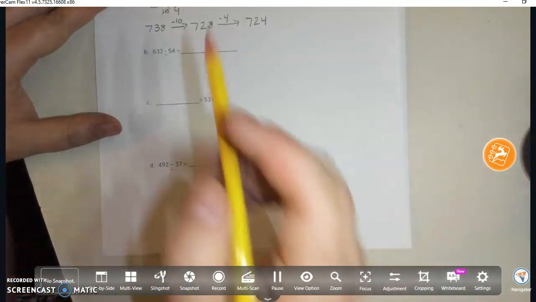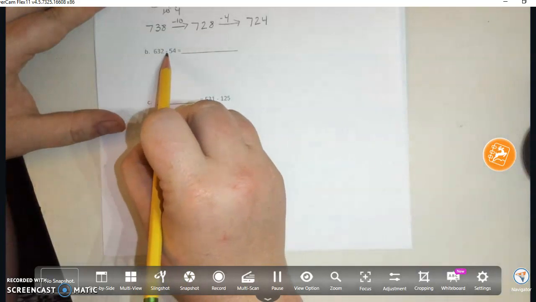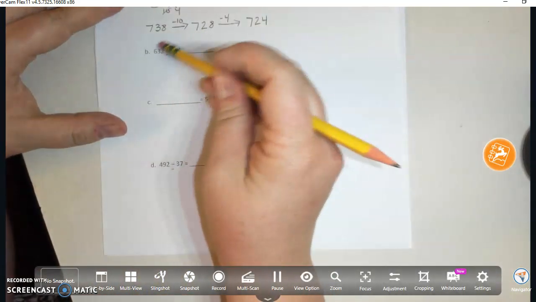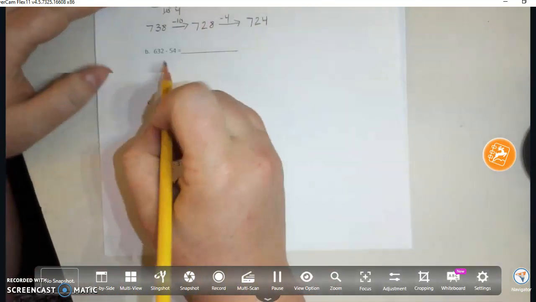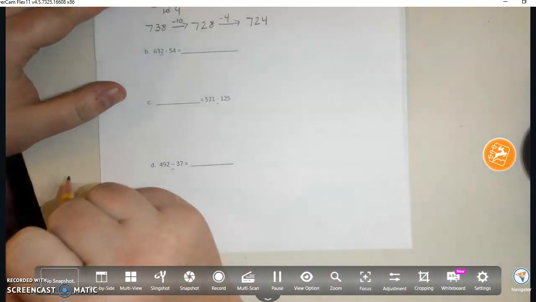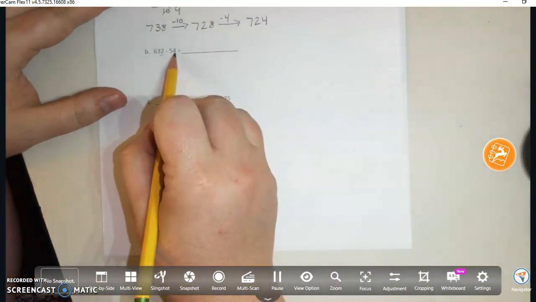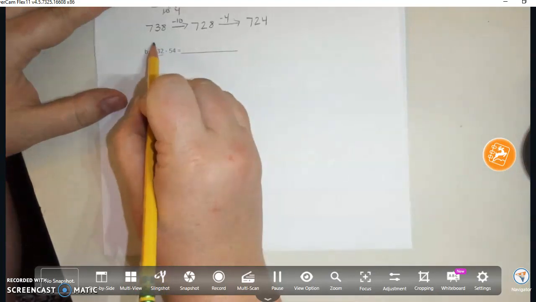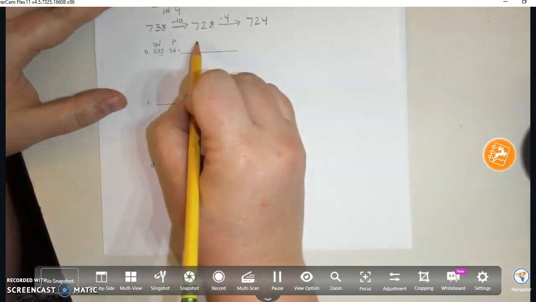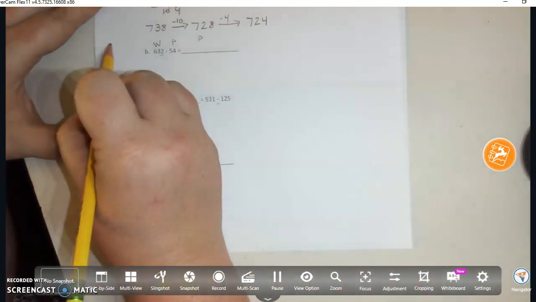I like those. Now I have 632 minus 54. Oh, that's not going to be as easy because I don't have 4 ones. So I can't subtract my 4 ones. Remember, I can't go backwards. This is my whole. This is a part. And this is a part.